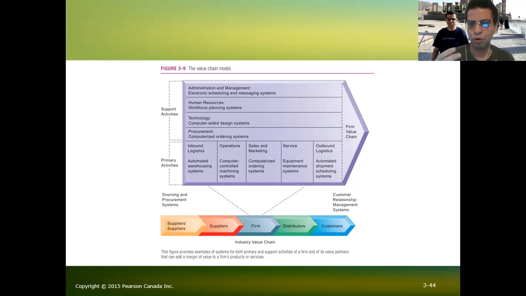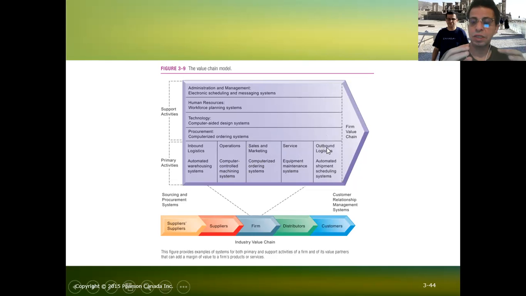You don't look for somebody who is maintaining your financial application unless something goes wrong with your application. You don't talk to HR unless you need something from them. So that's what you call a supportive activity, or what I call back office employees. The supportive activities are made of administration and management, human resources, technology itself, and procurement. Then you have the primary activities, which are inbound logistics of goods or services, automated warehousing, operations, computers, sales and marketing, computerized ordering system, services and equipment, and logistics.